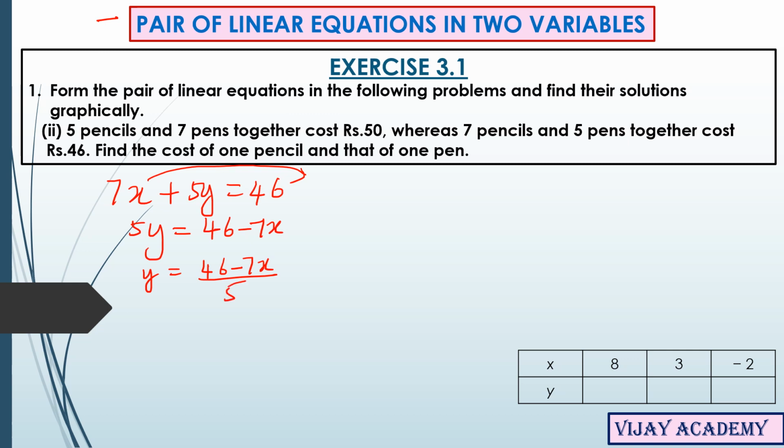Now let us take the value of X in such a way that after simplifying the numerator, we should get the value which is divisible by 5. That means multiple of 5 we need.